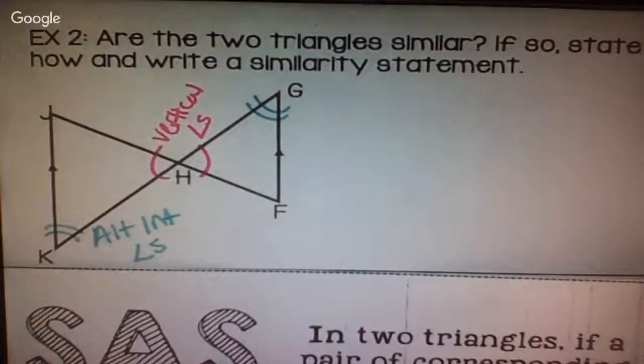So I can also do, instead of marking those two, the same thing with these two. This one and this one are also congruent because they're alternate interior angles. So I could have marked those two instead of that one. I could have marked the two sets of alternate interior angles instead of the vertical.